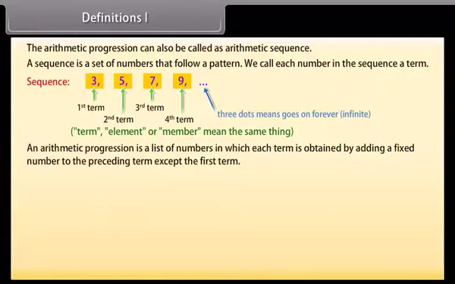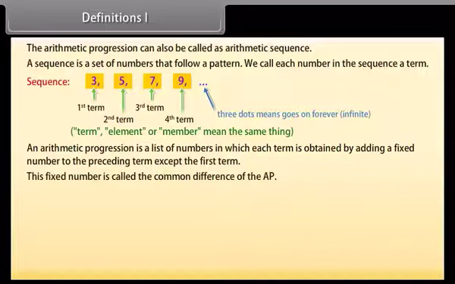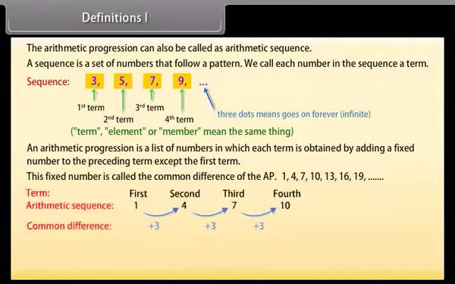An arithmetic progression is a list of numbers in which each term is obtained by adding a fixed number to the preceding term except the first term. This fixed number is called the common difference of the AP. Look at this sequence. We can see here that the common difference is 3.